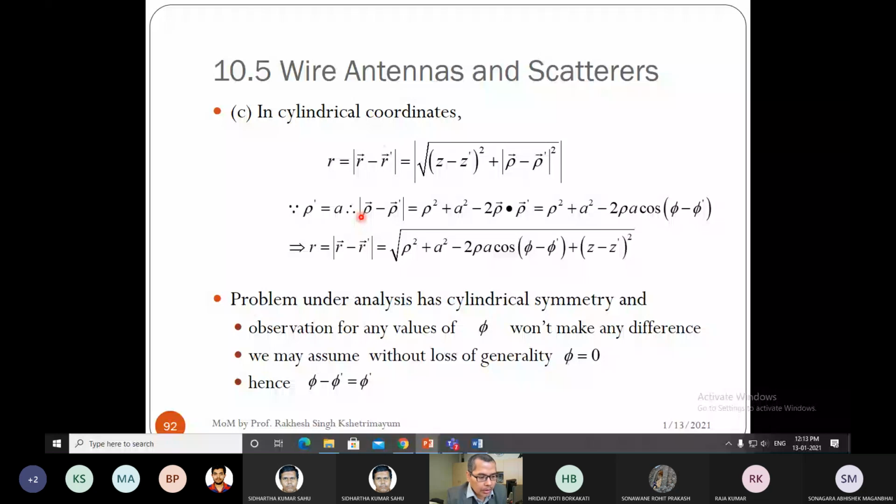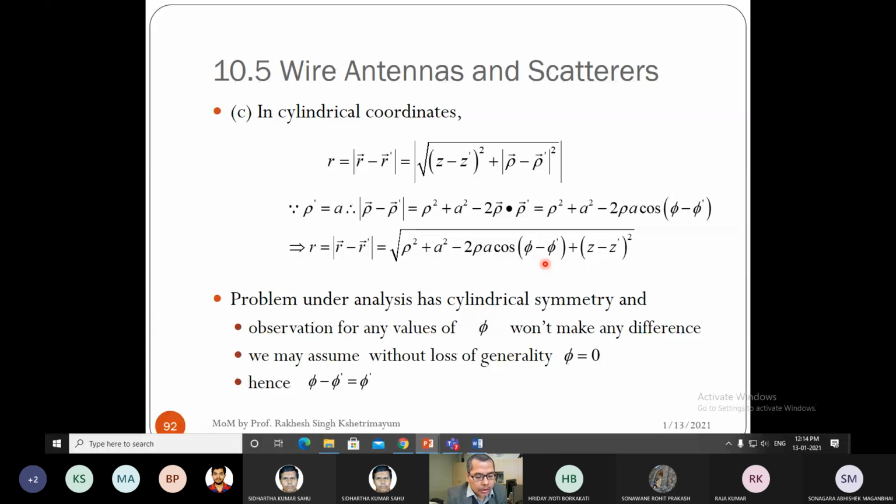And what we want is the modulus of R minus R dash. This contribution, rho minus rho dash, gives me the second term. The first term is already (z minus z dash) whole square. You plug it in. R is the position vector for the observation point, and R dash is the position vector for the source point. So we can easily find it: square root of rho square plus A square minus 2 rho A cosine of (phi minus phi dash) plus (z minus z dash) whole square.